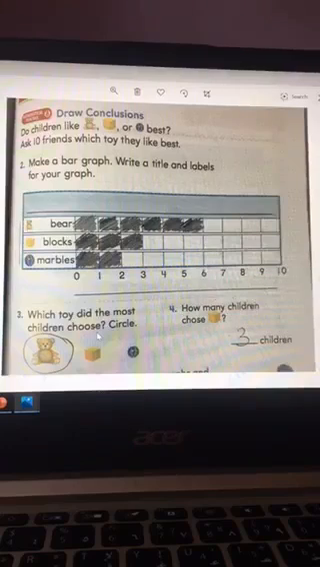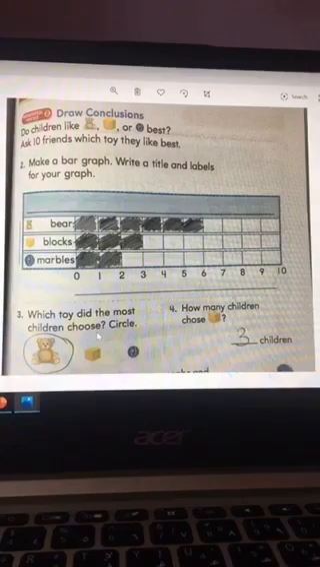So this shows that the biggest number of children who chose a toy chose the bear, because it's 6. Here it's 3, the number of children who chose blocks, and the number of children who chose marbles is 2. So obviously 6 is the largest or the biggest of all, okay?